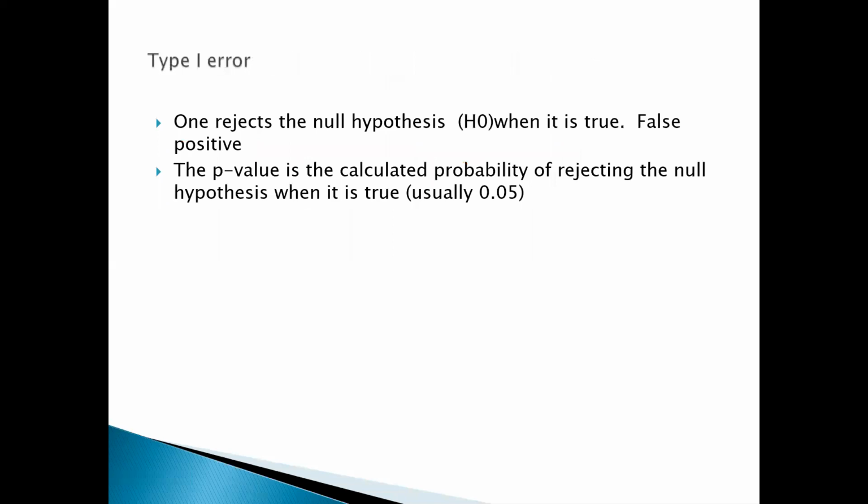The p-value is the calculated probability of rejecting the null hypothesis when it's true. So it's usually 0.05, okay? When you're looking at a p-value, it's telling you that you're fairly certain that this result is accurate, but there's a 0.05 chance that it's not.